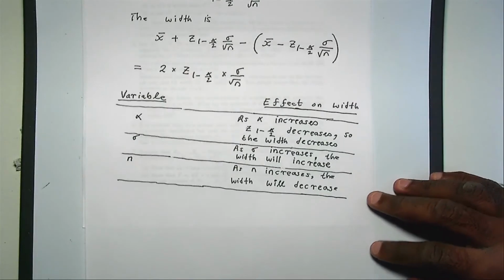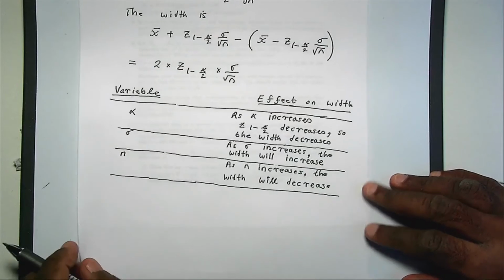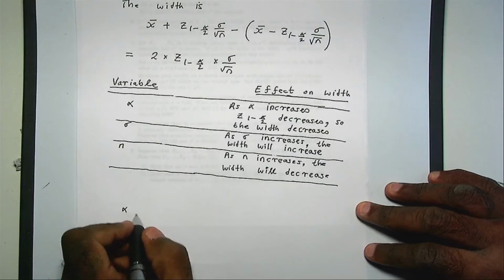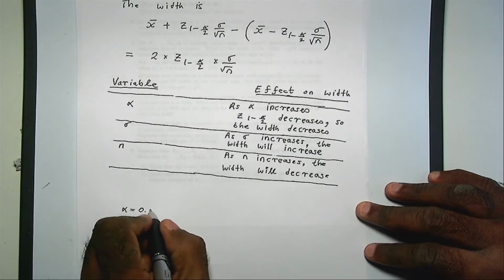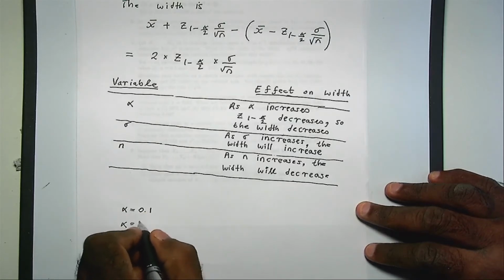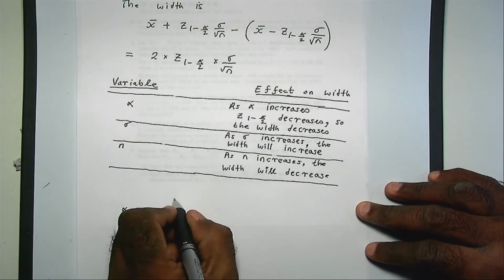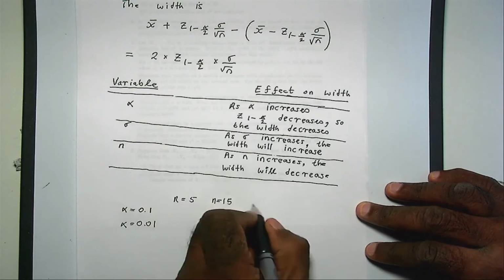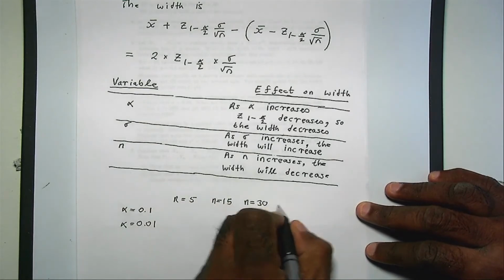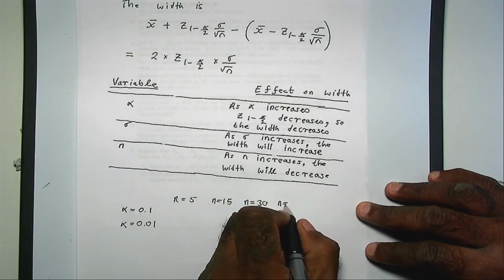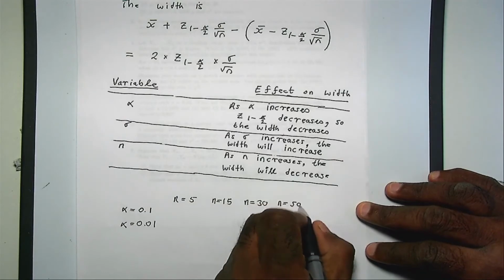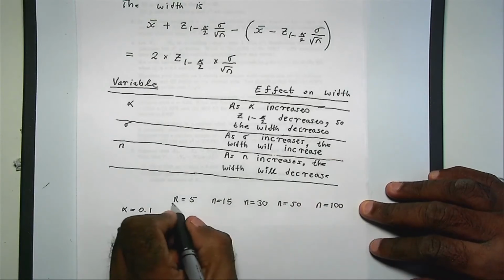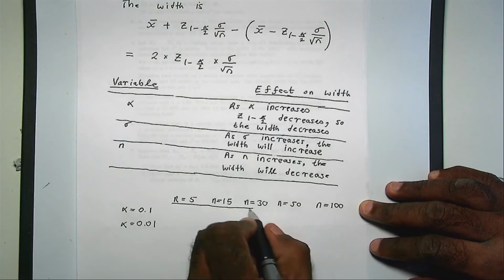So I need to create another table. Suppose alpha is 0.1. Then we have different values for n: n equal to 5, n equal to 15, n equal to 30, n equal to 50, and n equal to 100. So this is a table.